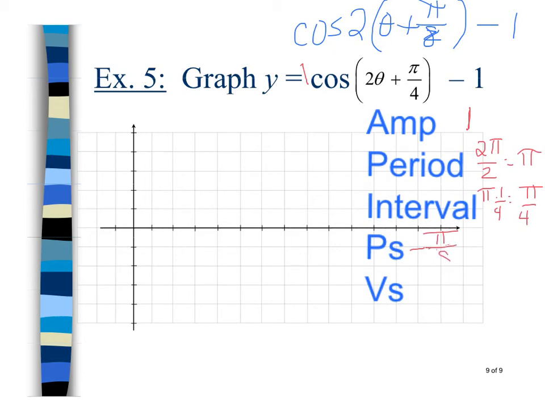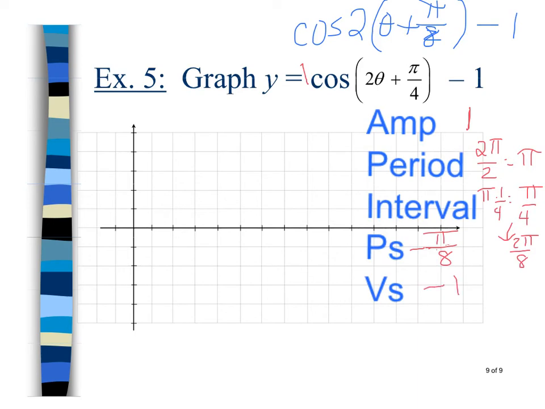So that's pi over 8. So you might want to just change your intervals to be 2 pi over 8, just to make sure you can add and be in the same units there. Your vertical shift is going to be down 1.